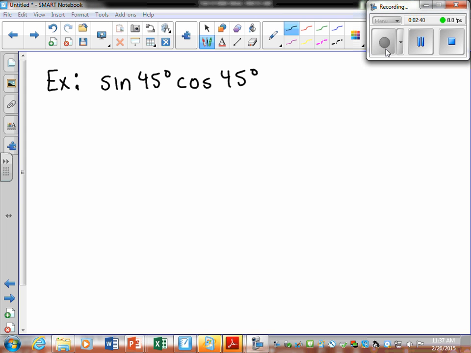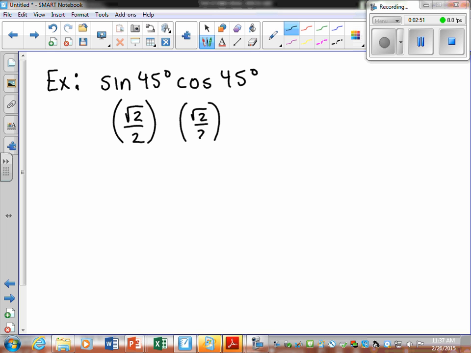Great. The sine of 45 is the square root of 2 over 2. And you located cosine of 45, and the cosine of 45 is square root of 2 over 2. Now we just multiply those together. And when you multiply square root of 2 times the square root of 2, we get 2. And then 2 times 2 in the bottom is 4. This simplifies to 1/2.